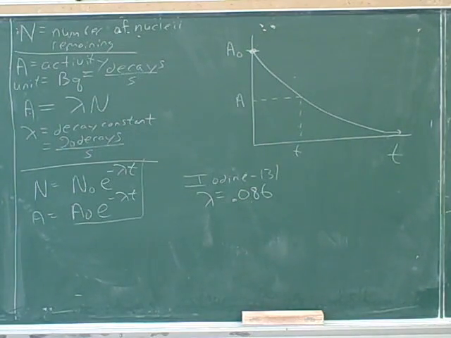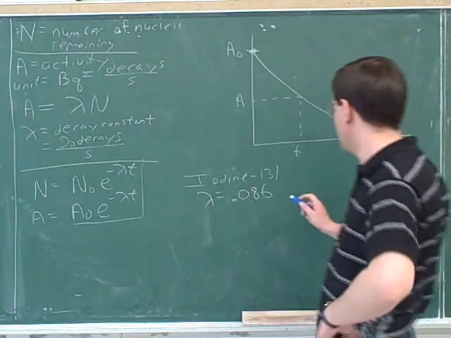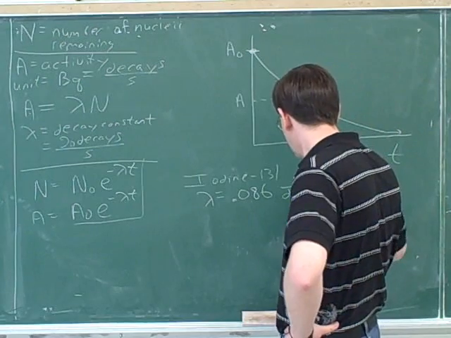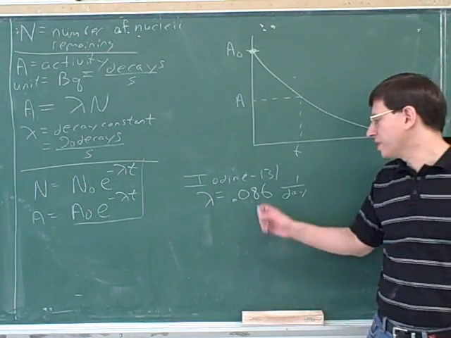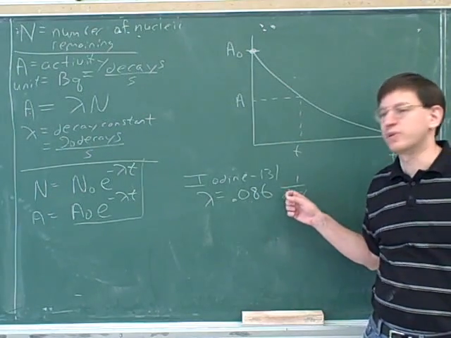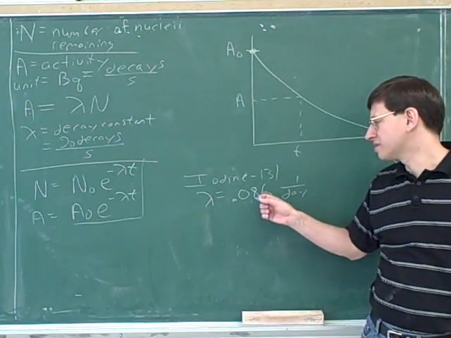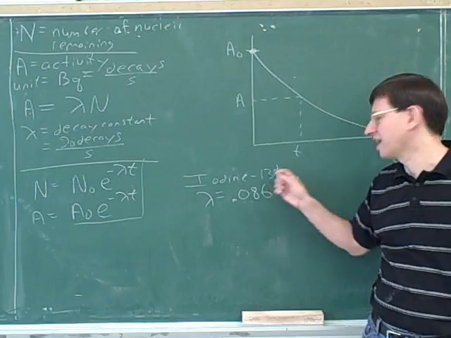Although actually, I didn't give you the units. I should have said this is actually per day. So what this means is 8.6% of the iodine decays per day. This is telling us that 8.6% of the iodine is decaying per day here.